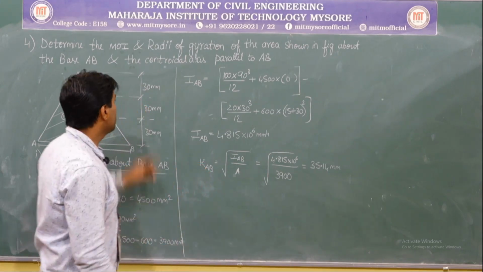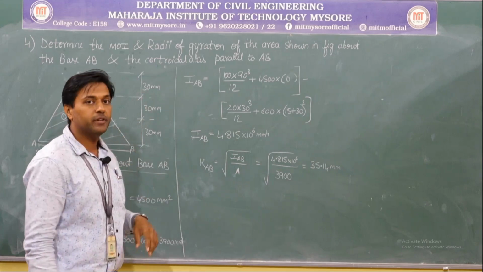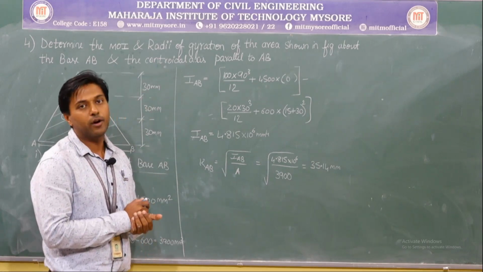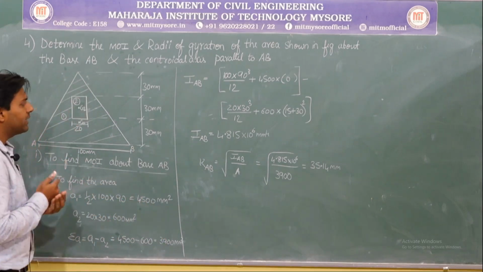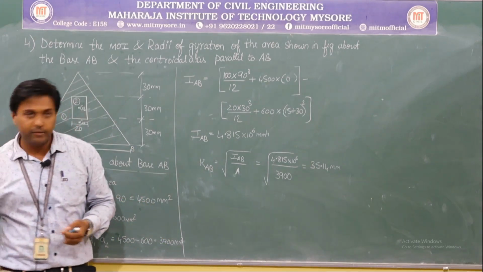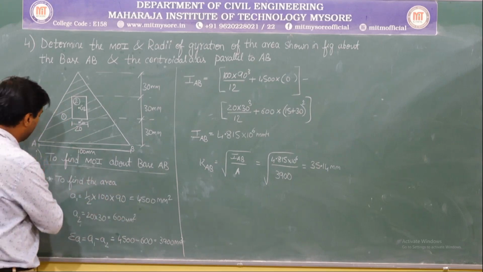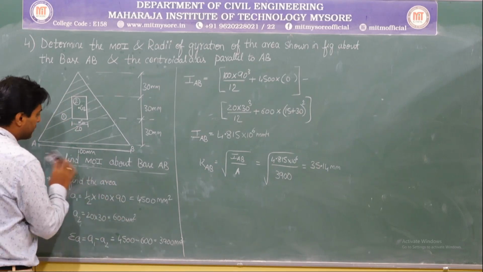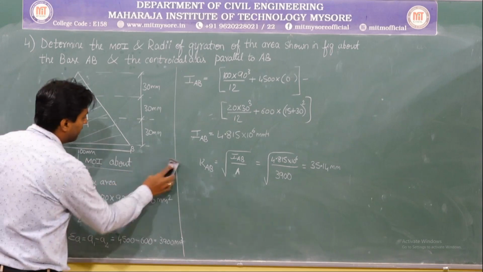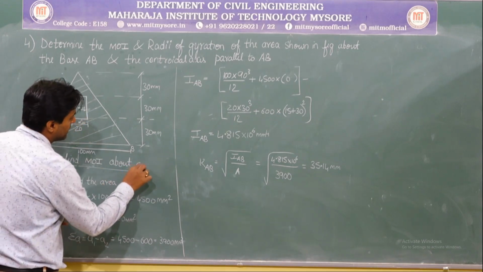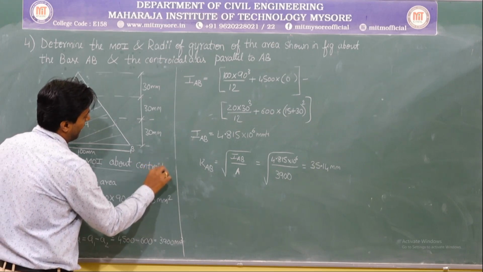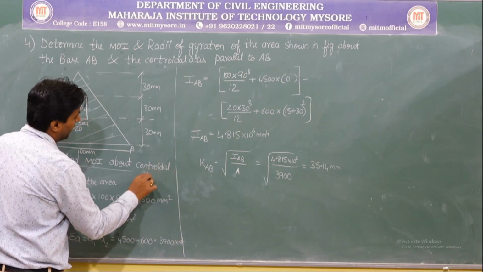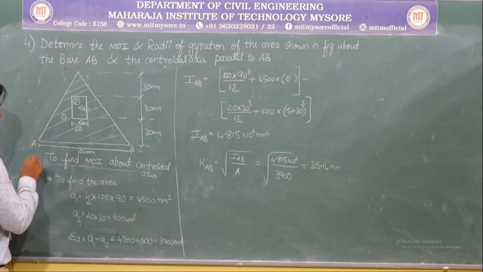Now what do I need to do? They are asking for the centroidal axis, so first I need to calculate the centroid. There is no other go. For that reason, I will keep the same diagram and rub out this particular heading. To find the moment of inertia about the centroidal axis, I will mark it: about centroidal axis. I need to calculate it. So this is the second question that I am taking.